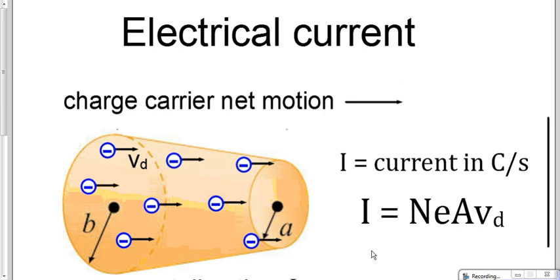And the reason we do that is because, practically speaking, when you have moving charges, you can extract some of that energy and do something useful with it, like light up a light bulb or make a motor turn or run a computer. So we're going to see some of the first basics here about current before we get into some of those more specific examples.